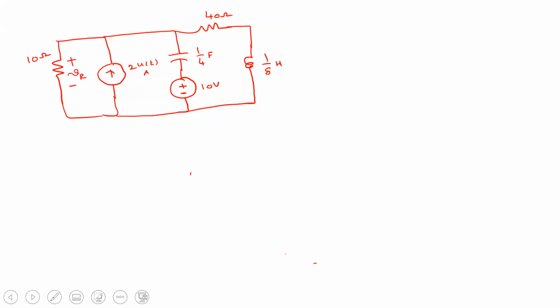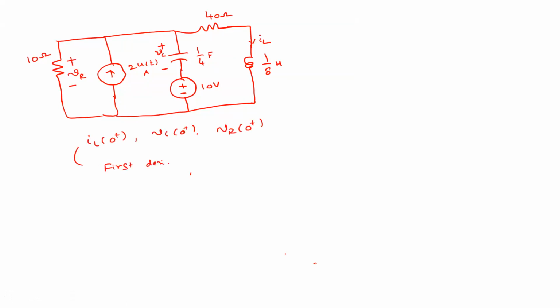This is VR and this is VC and this is IL. Okay. So calculate all these things: IL infinite, IL 0 plus, VC 0 plus, VR 0 plus, and its first derivative, and its steady state values. So that is IL infinite, VC infinite, and VR infinite. Okay.